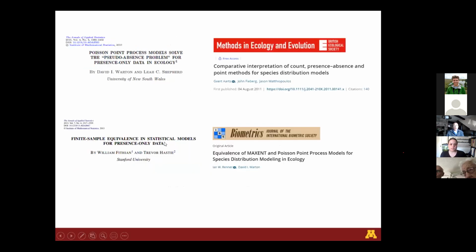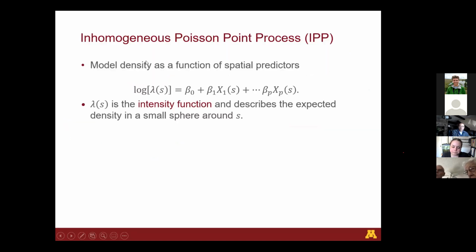So the first thing to highlight is that in the last 10 years, there have been several papers that have connected these different types of models for modeling species distributions to a popular model in spatial statistics called a point process model, or an inhomogeneous Poisson point process model. Here's just a smattering of them, including showing an equivalence between MaxEnt and Poisson point process models, as well as logistic regression and other methods.